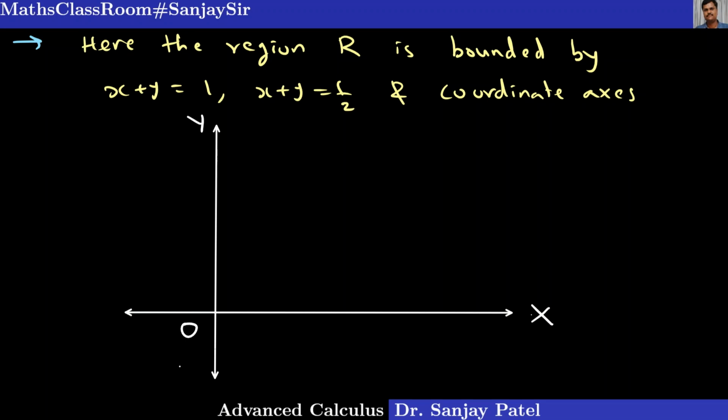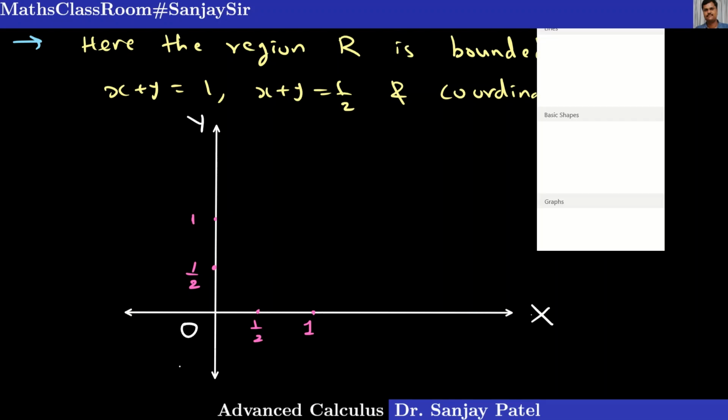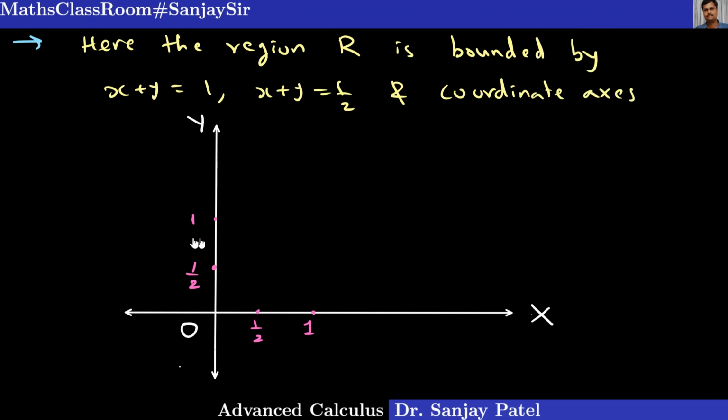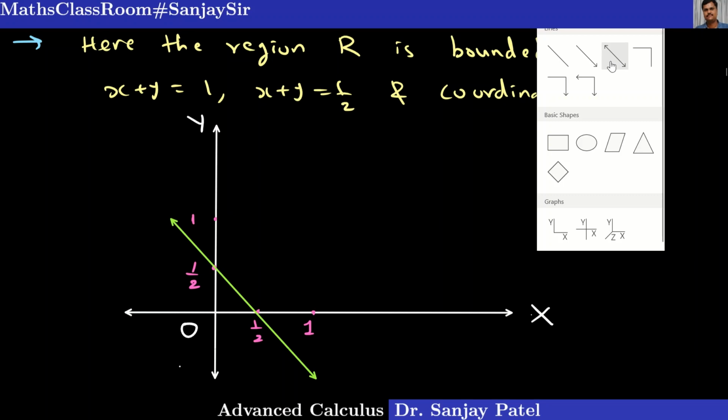So let me draw the two lines. First, suppose this is 1/2, this is 1. In the same way here, this is 1/2, and here it is again 1. So the first line I would like to take here is x plus y is equal to 1/2, which is passing through these two points. So I can draw a line passing through this 1/2 and this 1/2. Okay. In the same way, I can take another line which is passing through 1 and 1.